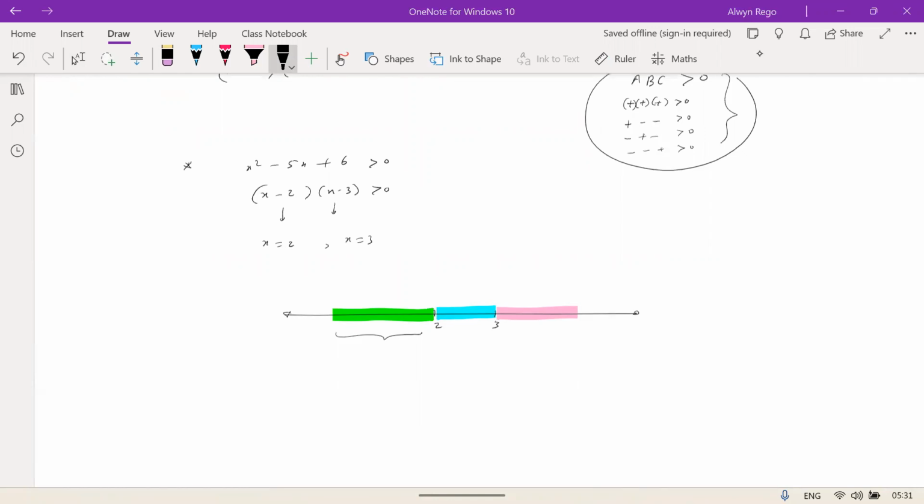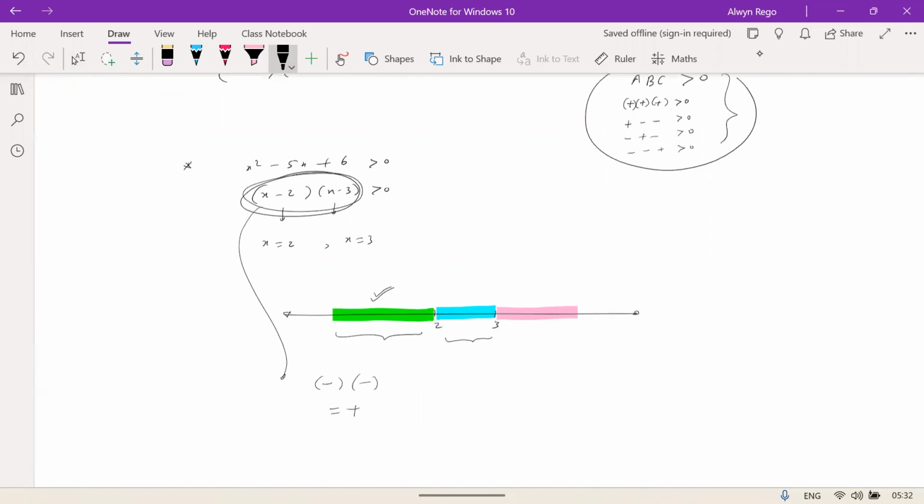So I put 0 in this expression. 0 minus 2 is negative, and 0 minus 3 is negative. Hey, negative upon negative is positive, and this is what I want, more than 0. So this is where I find solutions.